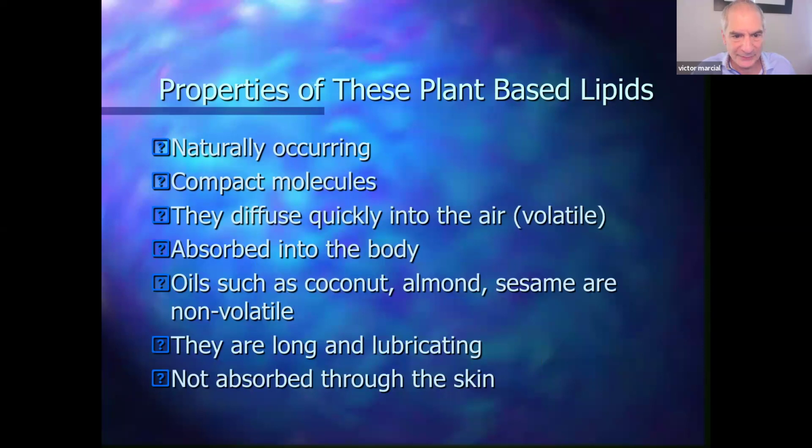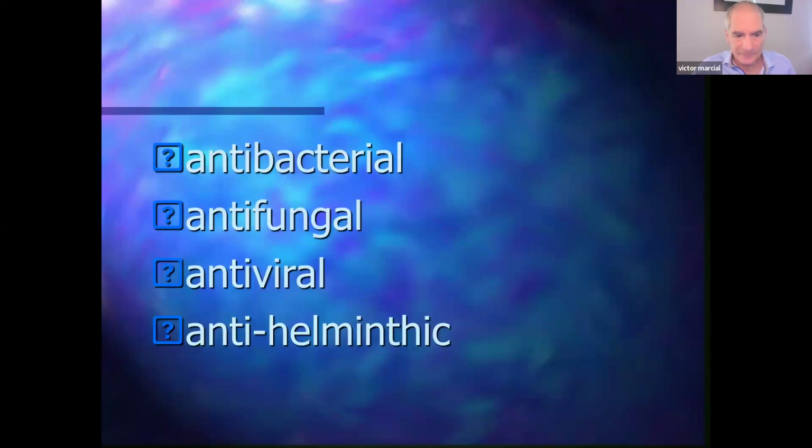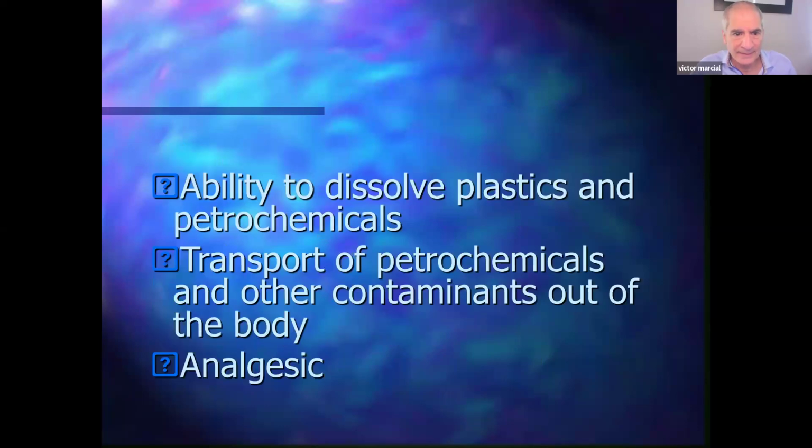They diffuse quickly into the air. That's what volatility means, absorb into the body, as opposed to other oils such as coconut, almond, sesame seed. They're non-volatile and they don't get absorbed through the skin readily. They have the ability to dissolve plastics and petrochemicals, so they're useful to potentially remove these toxins from the body. And they also transport these petrochemicals and other contaminants out of the body, and they can also be analgesic. So for pain control, they can be very useful.